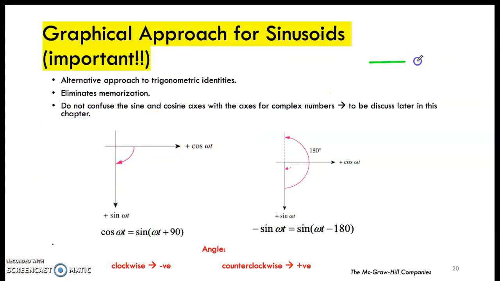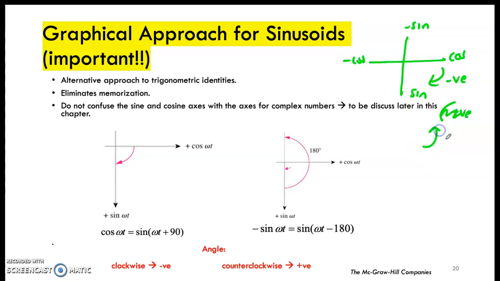So your graph here is just now cosine, sine, minus cosine, minus sine. So if it is clockwise, it should be negative. If it is anti-clockwise, it is positive. Clockwise is negative. Okay, so anti-clockwise will be positive.